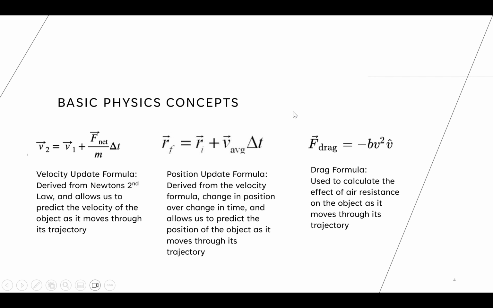Basic physics concepts we used were the velocity update formula, position update formula, and drag formula. The velocity update formula is derived from Newton's second law and allows us to predict the velocity of an object as it travels through its trajectory. The position update formula is derived from the velocity formula, which is change in position over change in time, and allows us to predict the position of the object as it moves through its trajectory. And finally, the drag formula is used to calculate the effect of air resistance on the object as it moves through its trajectory.